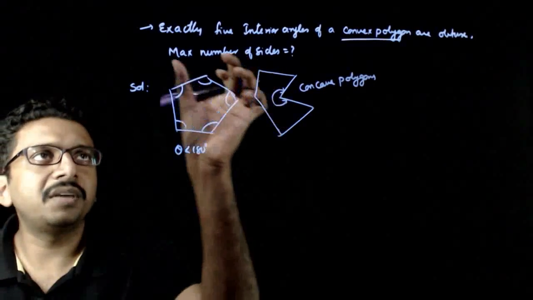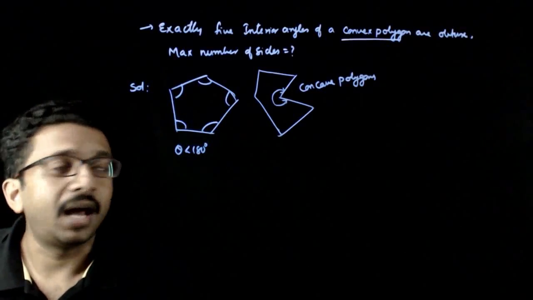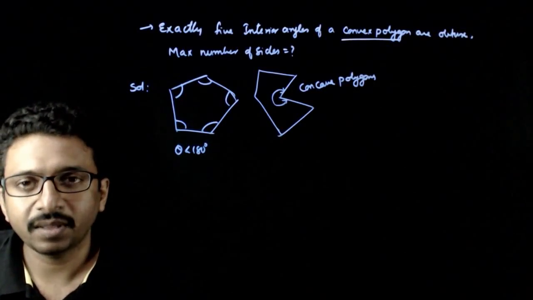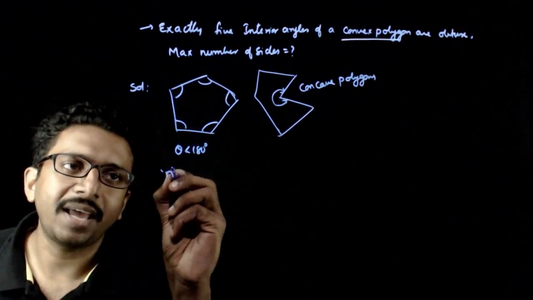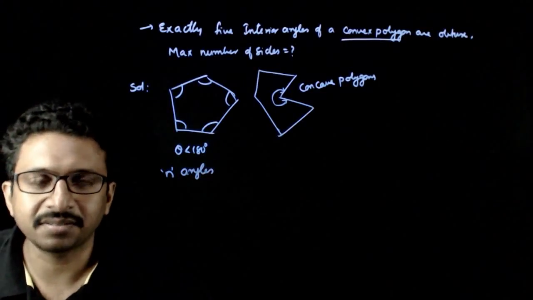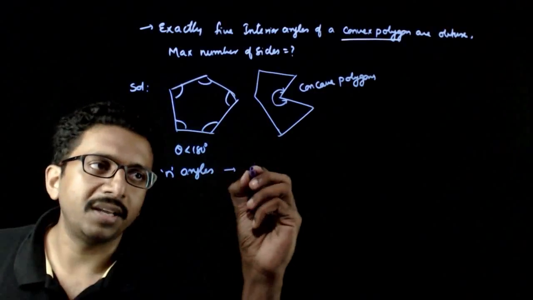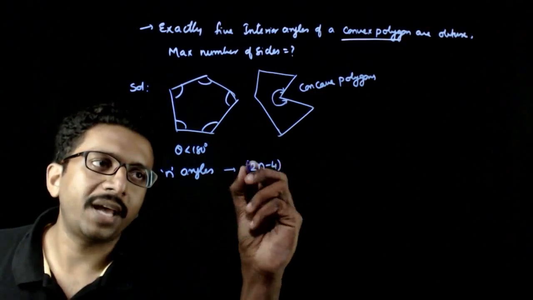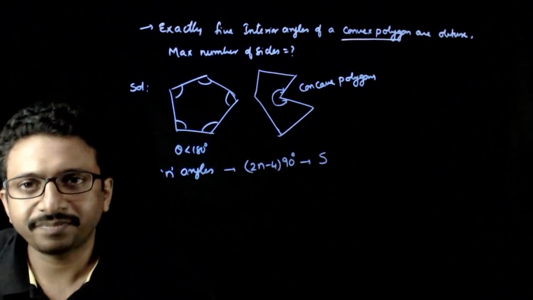Now in this question you are given that exactly 5 interior angles of a convex polygon are obtuse. So let us assume that the convex polygon has n angles or n sides. So you have n sides, you have n angles. We know that the sum of all the angles of a polygon is (2n minus 4) times 90 degrees. This is the total sum of angles.